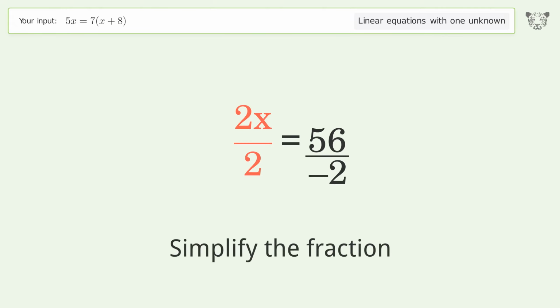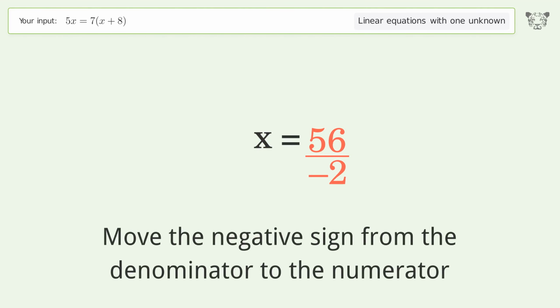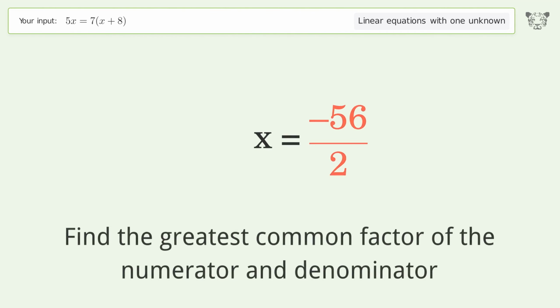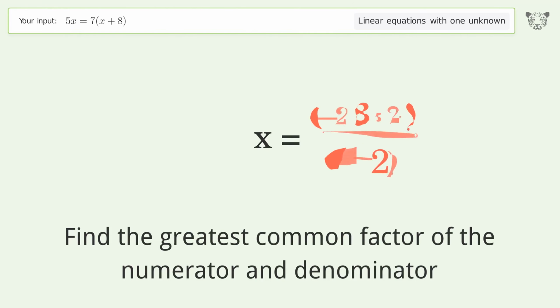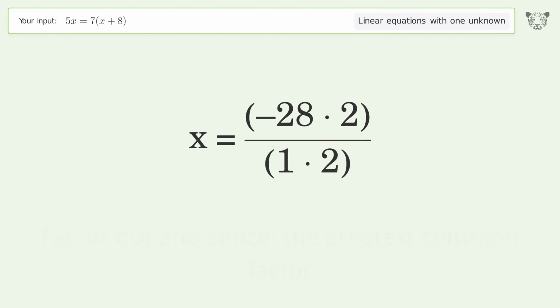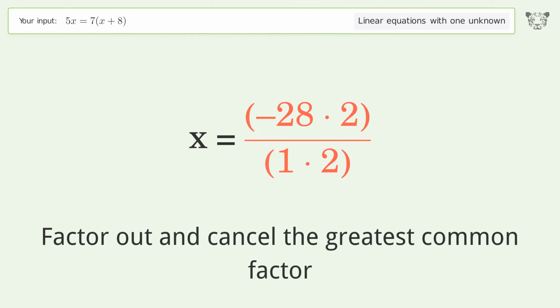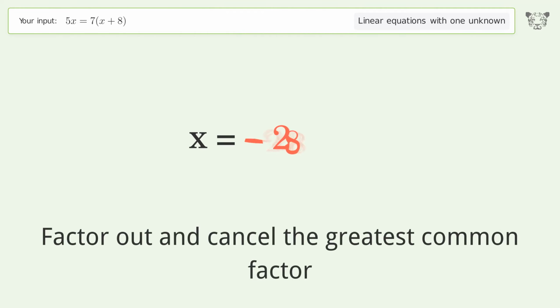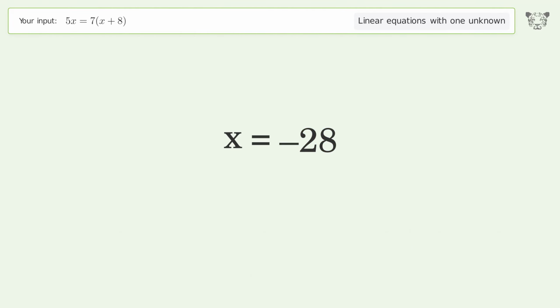Simplify the fraction. Move the negative sign from the denominator to the numerator. Find the greatest common factor of the numerator and denominator. Factor out and cancel the greatest common factor. And so the final result is x equals -28.